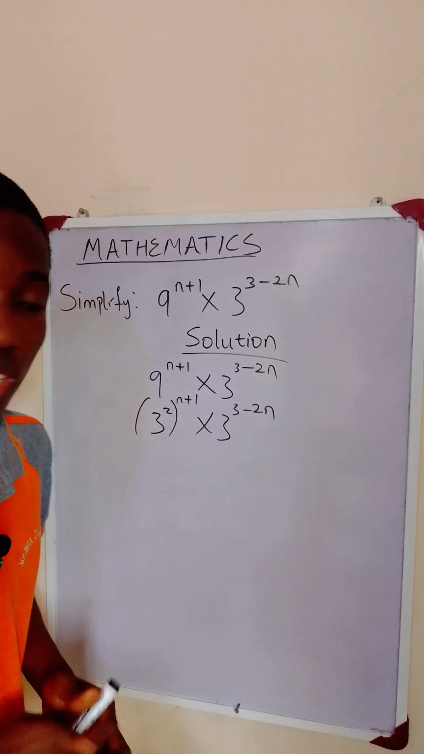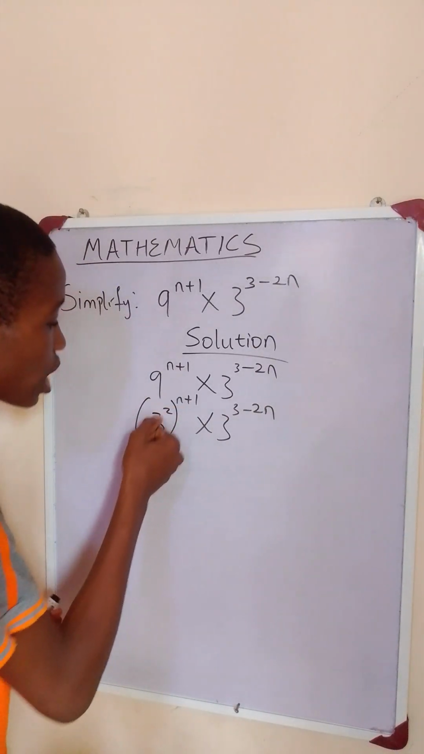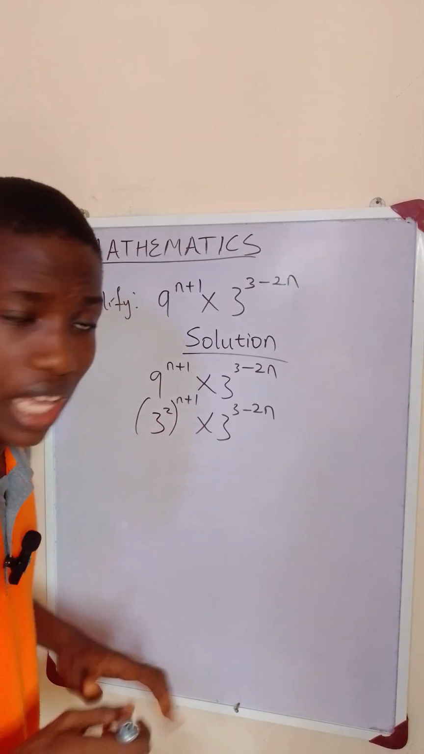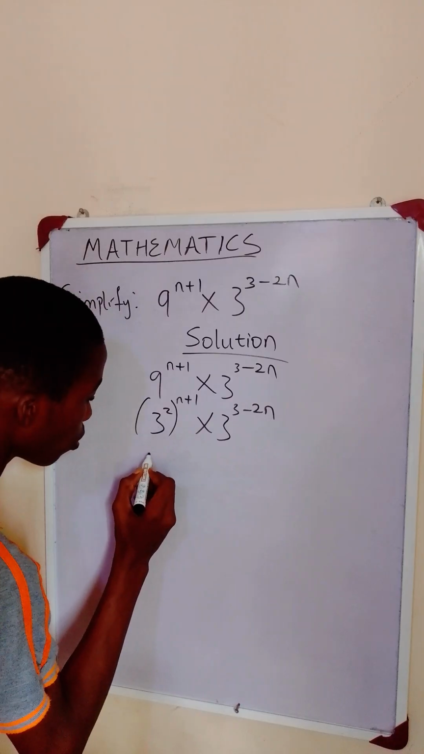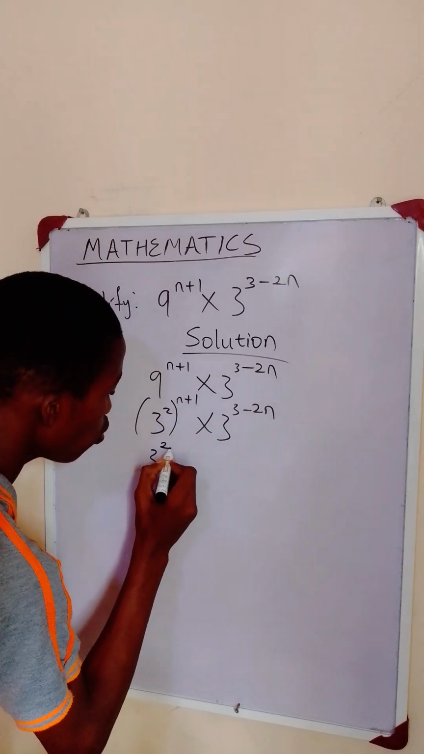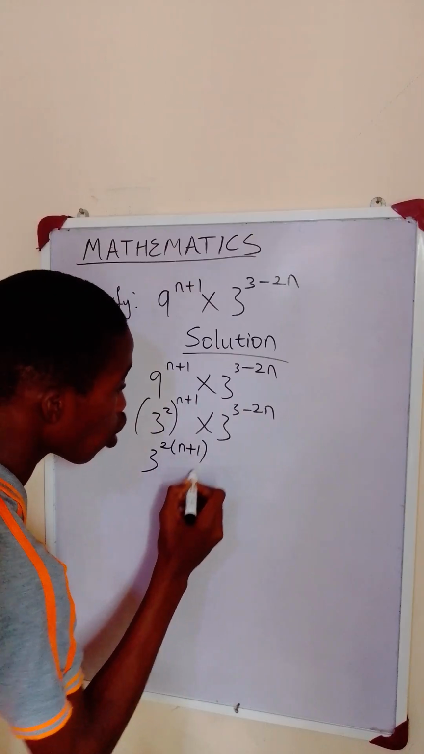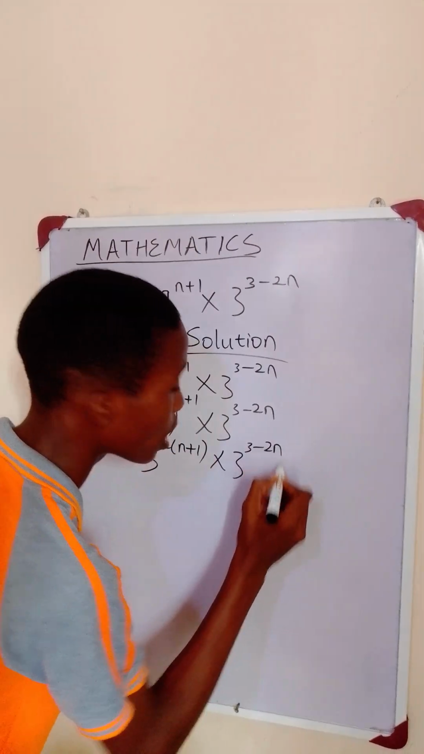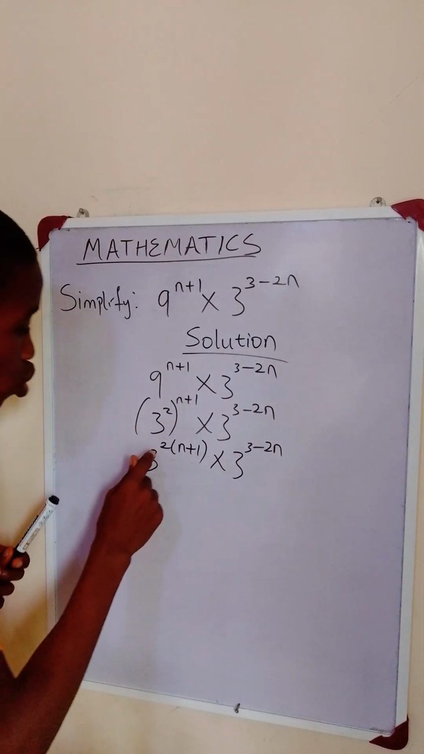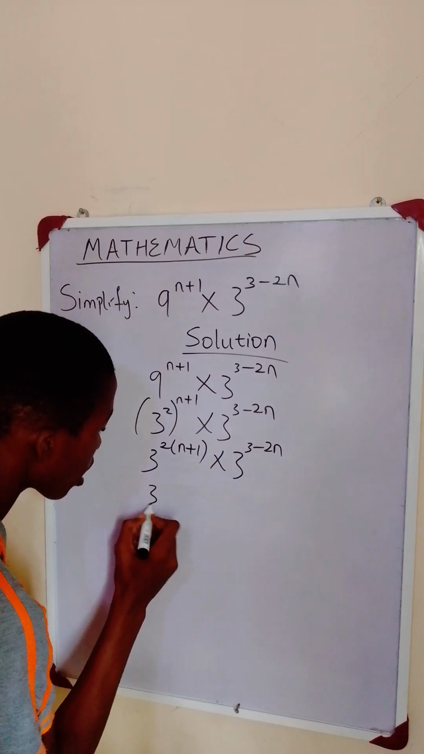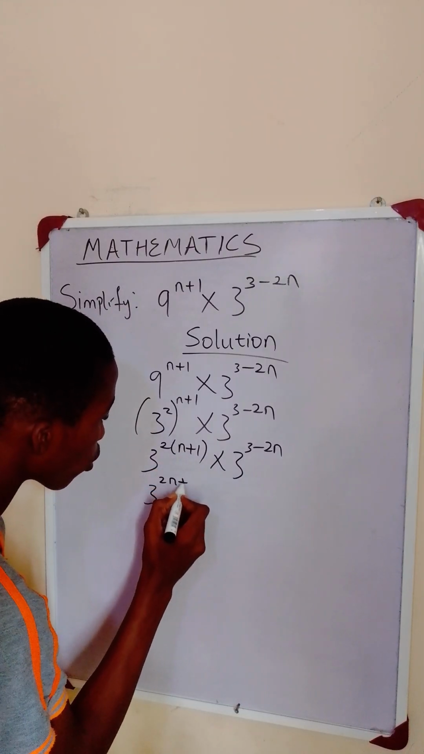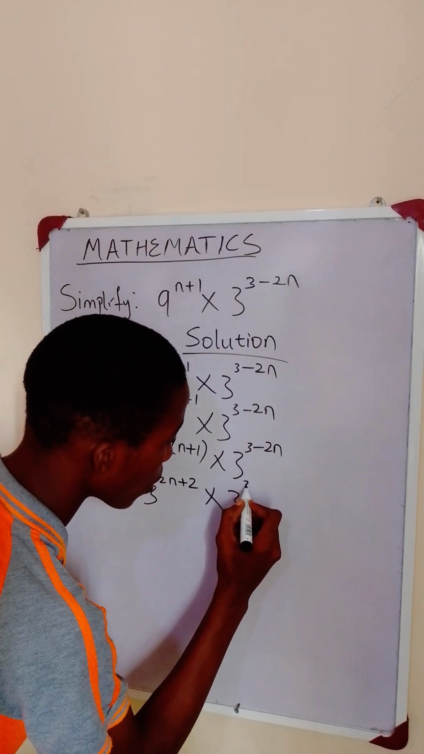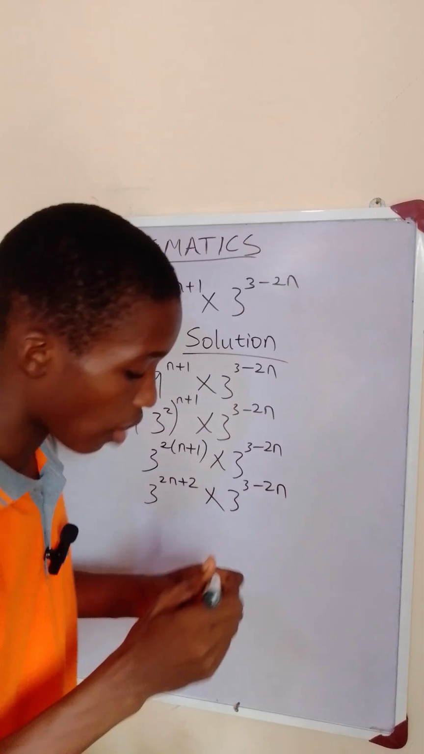The law is the double index law. This has 2 powers, 3 raised to power 2 and raised to power n plus 1. What do you do in the double index law? You multiply the powers. So write the base 3. The powers here are now 2 times n plus 1, times 3 raised to power 3 minus 2n. So you need to open this bracket. That is 2 times n is 2n, plus 2 times 1 is 2, times 3 raised to power 3 minus 2n.